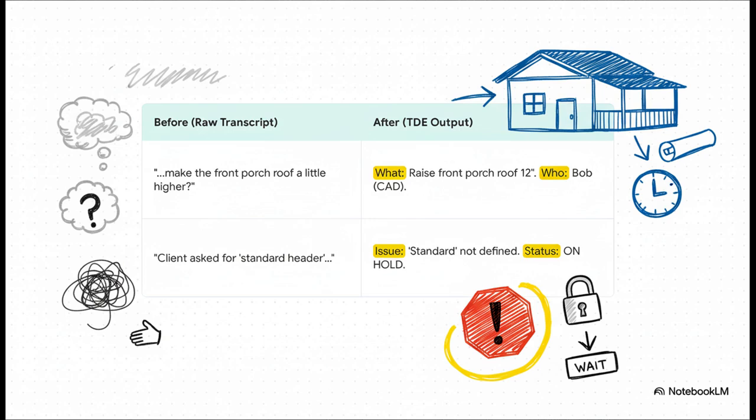Make the roof a little higher. Now look at the right. That's the compiled output. That vague request becomes a specific assigned directive. But look at that second one, because this is the real magic.